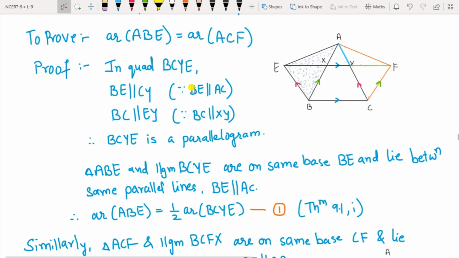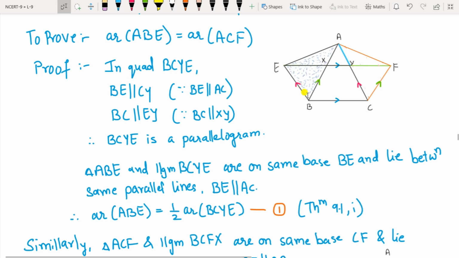Now the proof. So consider quadrilateral BCYE where BE is parallel to here CY. Since BE is parallel to AC, so it will also be parallel to CY, right? Then BC is parallel to EY. Since BC is parallel to EF, so it will also be parallel to EY, right? And since the opposite lines are parallel to each other, therefore it is a parallelogram.